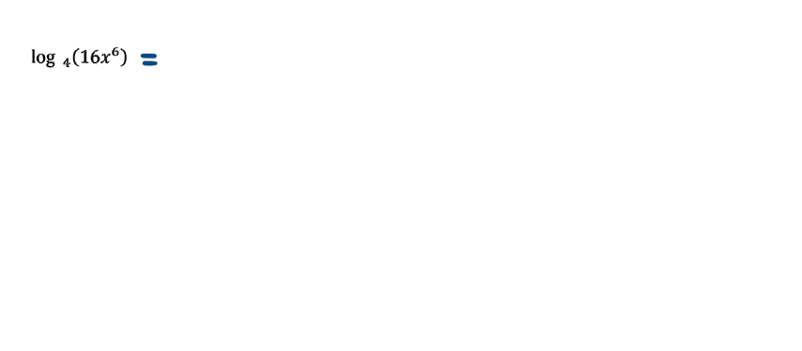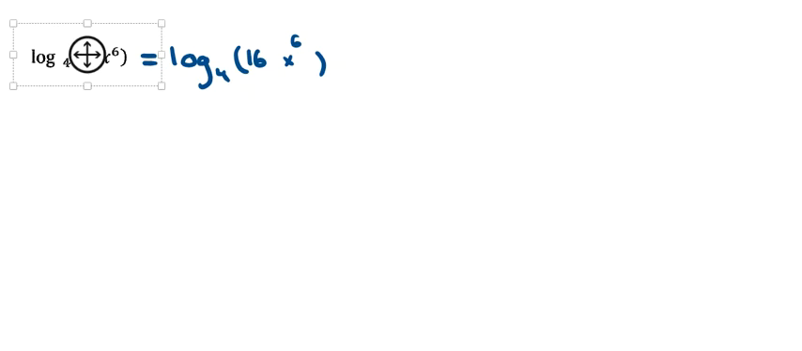What I'd like to do is take a peek at what's going on inside that argument between 16 and x to the 6th. What's going on is a particular operation, and that operation is multiplication. Since we have multiplication going on inside the argument of a log, we're allowed to use the product rule or the product property, which tells us that multiplication breaks up into addition of two logs.